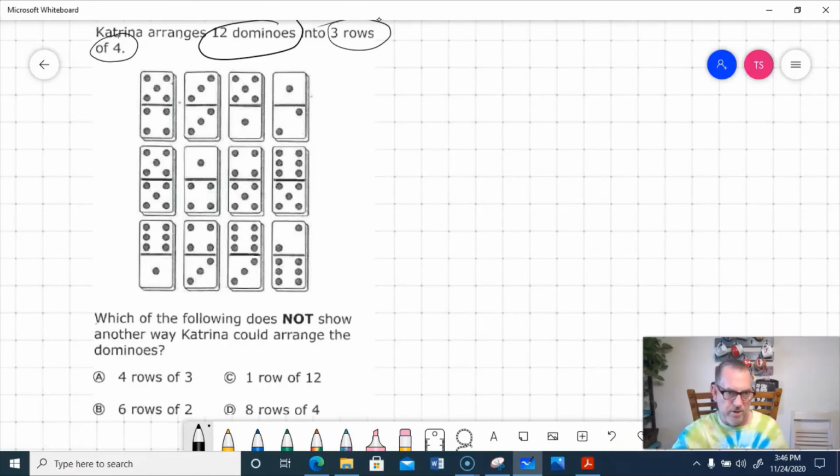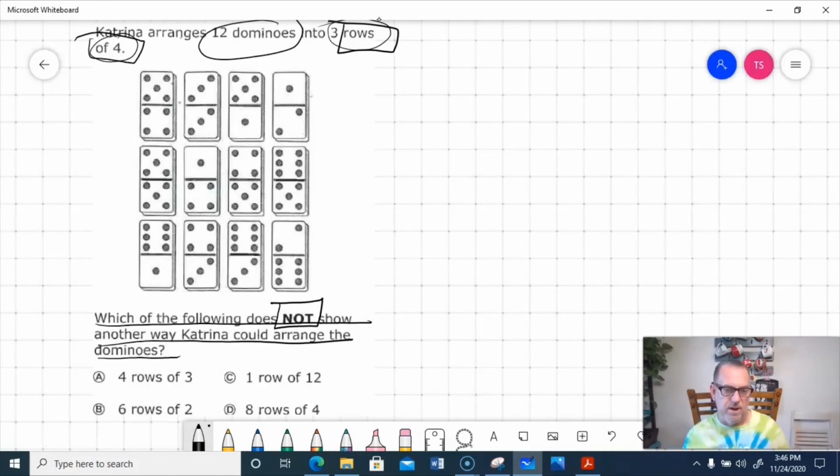I'd underline the question. It says, which of the following does not show another way Katrina could arrange the dominoes? I'd probably go ahead and box in the word not. That's important. And I'd say rows of 4, so that's signifying that they're doing arrays. Since they're making arrays, it's going to be a multiplication problem. So we're going to go ahead and solve this.